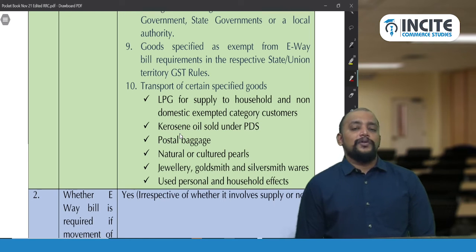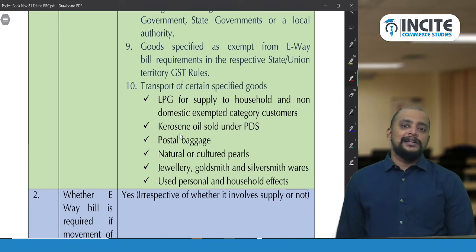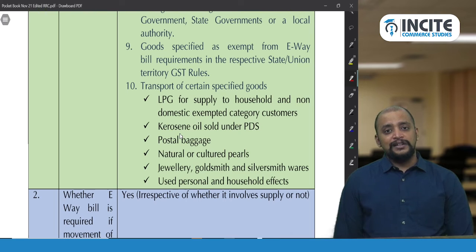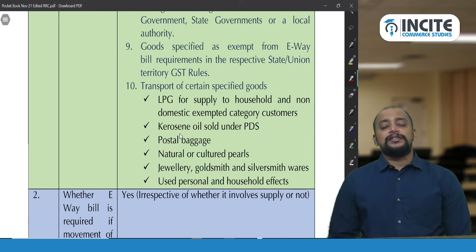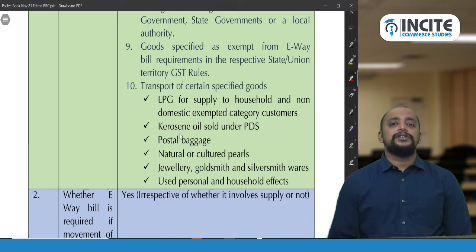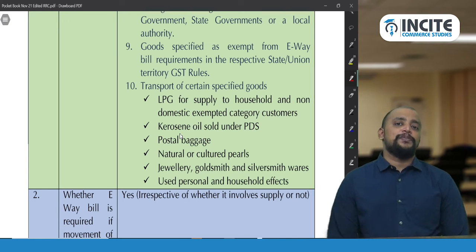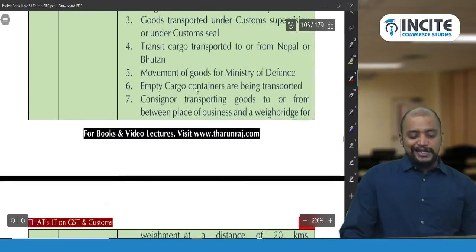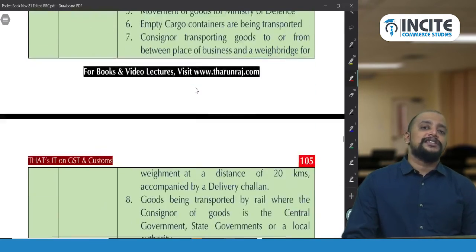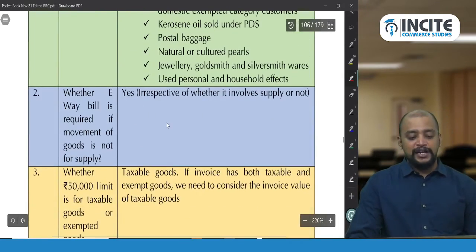So that do not require an e-way bill, no need to intimate the details. So jewelry, then goldsmith and silversmith wares. Then next, used personal household effects, that is, I am relocating a house from one place to another place or one city to another city, that also does not require an e-way bill. So this can be asked as a question: which of the following cases is e-way bill not required? In MCQ it can be asked.